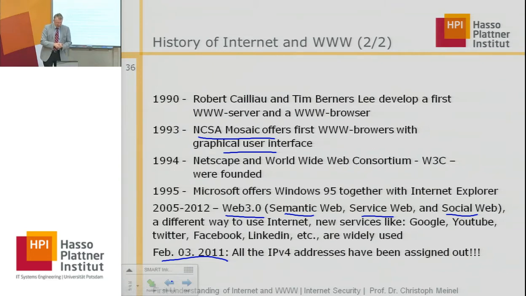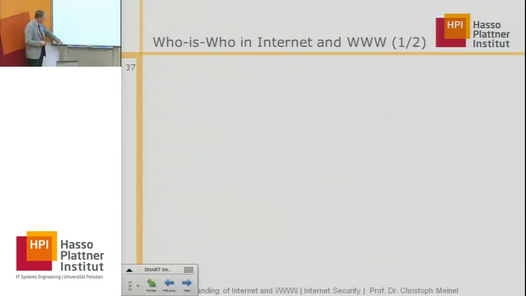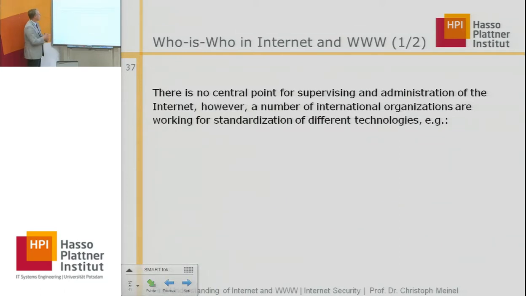Last year, the last free IPv4 address was assigned to a continental registry, and so nowadays all the IPv4 addresses have been used up, and we need to go to IPv6. Who is who in the internet?